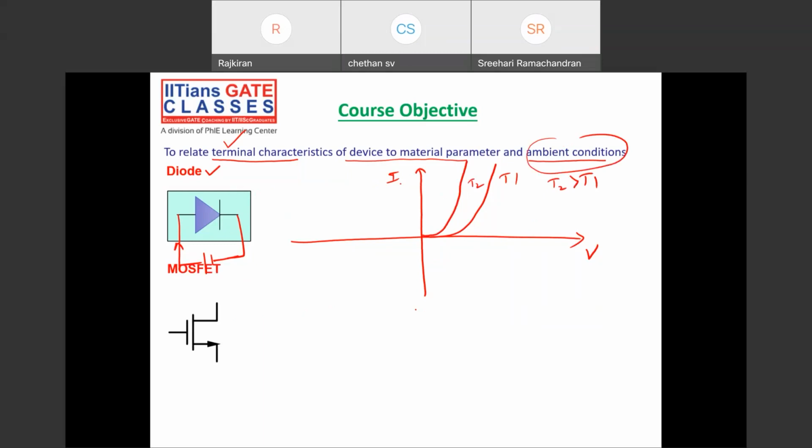Suppose you take a MOSFET. In a MOSFET, if you plot the current ID versus VDS, you know how this ID versus VDS will look. Why is this ID-VD characteristic of my MOSFET like this? For understanding this characteristic, we need to understand the physics behind the device. Right or not?